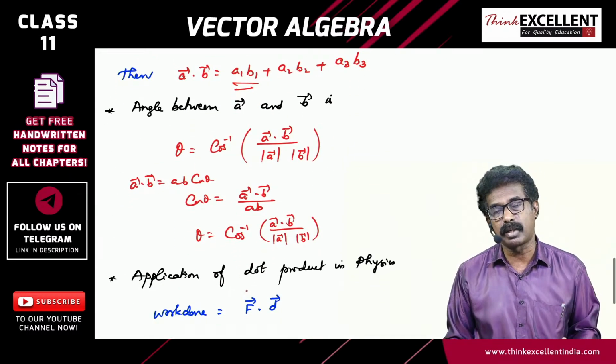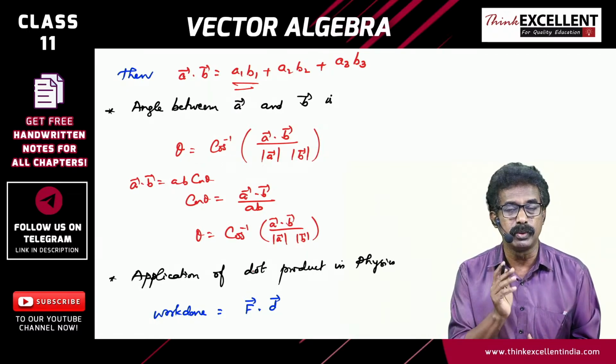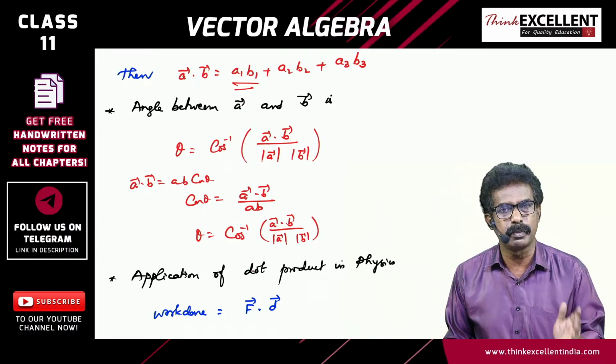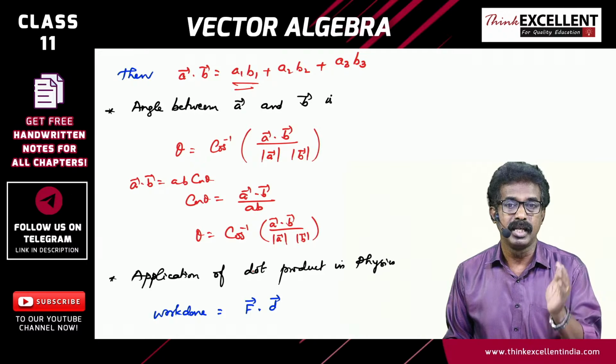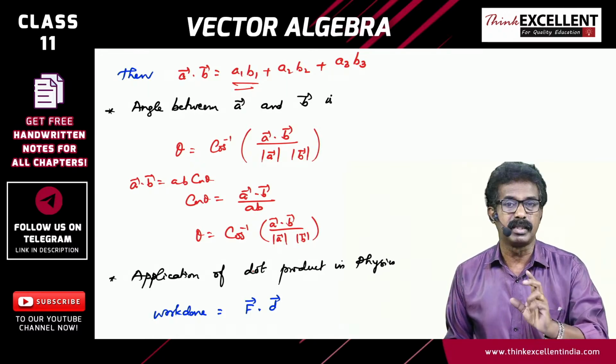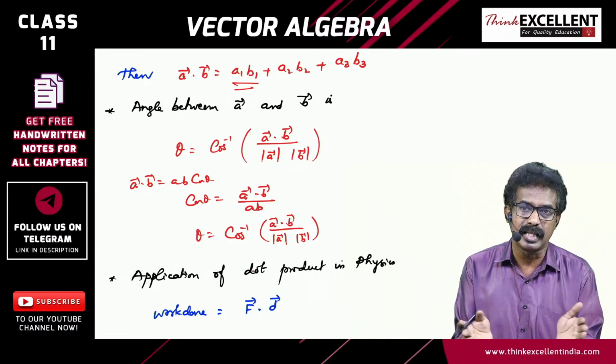Application of dot product in physics. Dot product is used in physics. Using dot product you can find work done. What work done formula will you study in physics? F into S, right? Yes, here it is F dot d vector. F is the force, d vector is the displacement, right? If more than one force is given, you find the resultant. Add everything and take it.